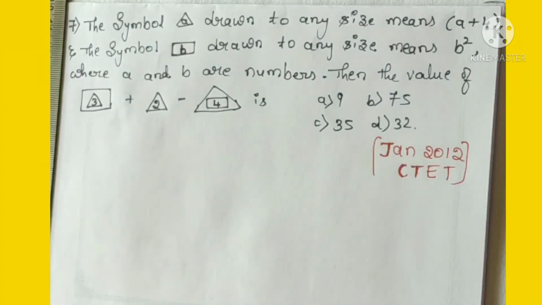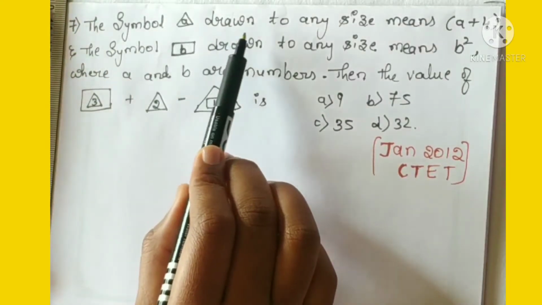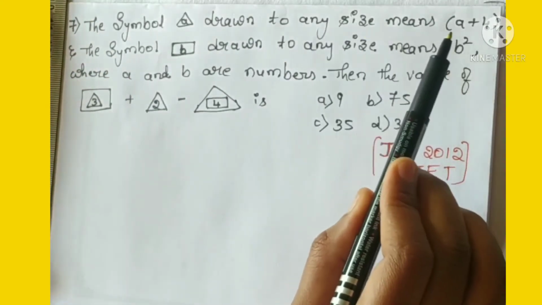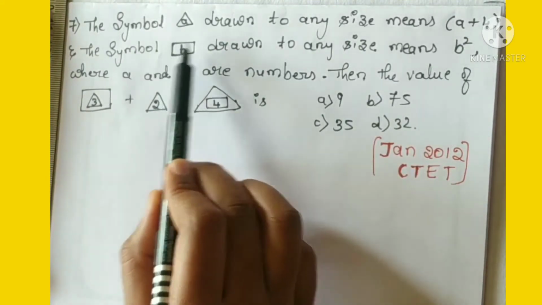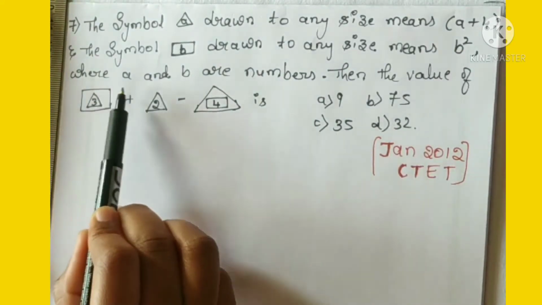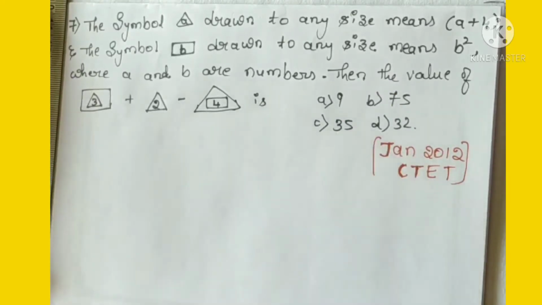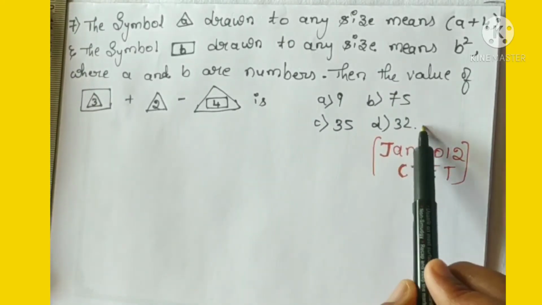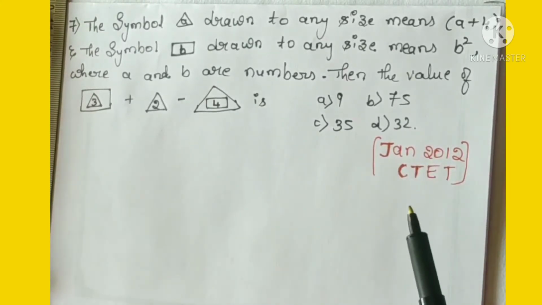Next question is, the symbol triangle A drawn to any size means A plus 4, and this symbol rectangle B drawn to any size means B square, where A and B are numbers. Then the value of this equation is, they have given the options, and this question was asked in the year 2012 in CTET examination. Now before we go to solve this, we have to analyze the question.